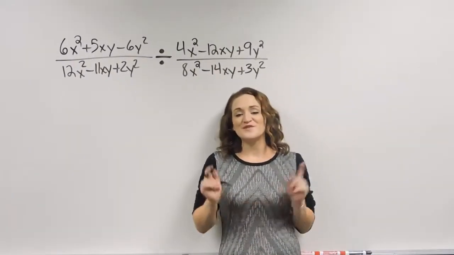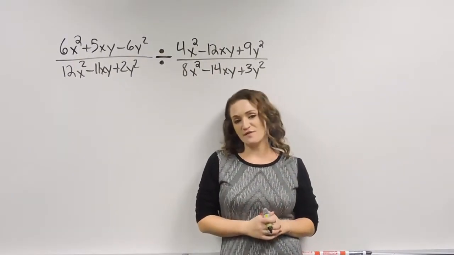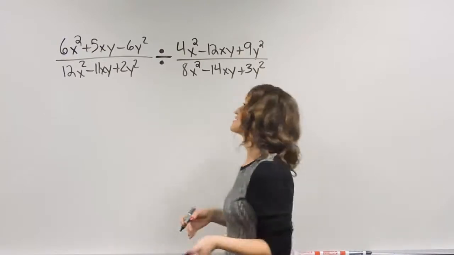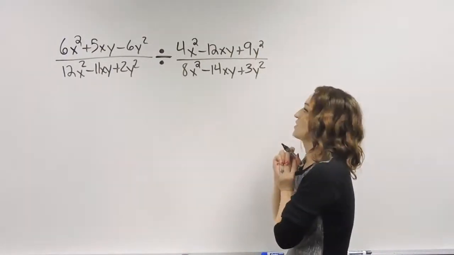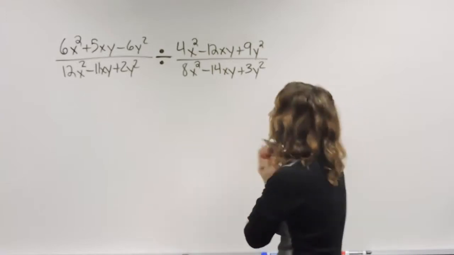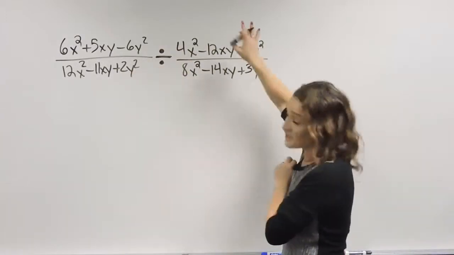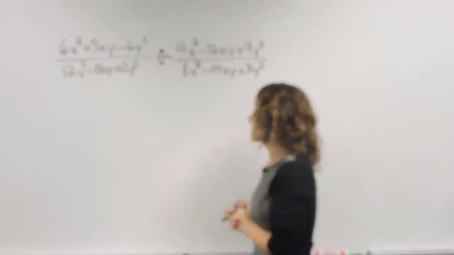Hey guys, so this video is going to focus on how to divide two rational expressions together. So here I have this example on the board. This is a big one, right? We have a trinomial over a trinomial divided by another trinomial over a trinomial.